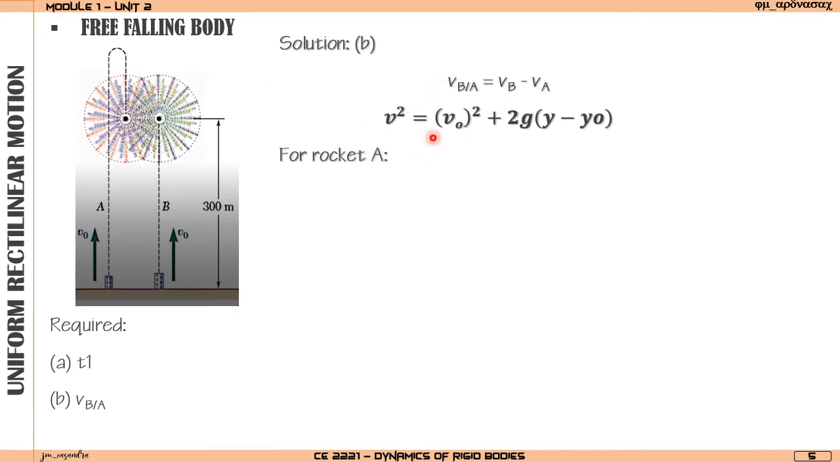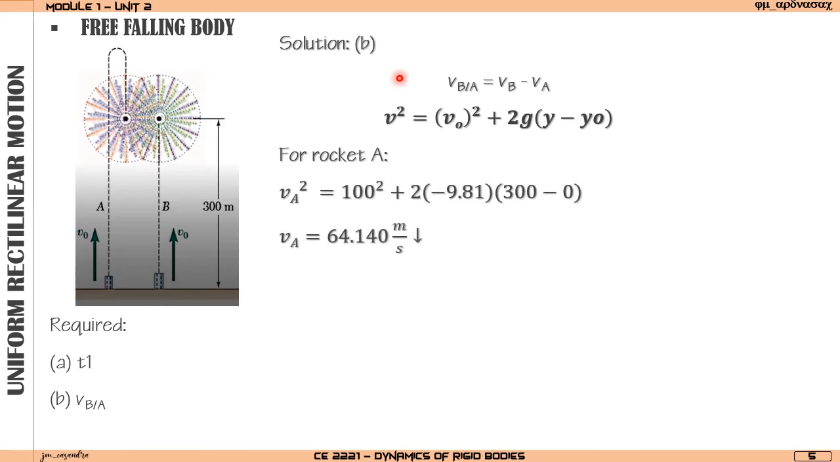We know already your initial speed or velocity, we know your change in position. g is constant. We directly substitute those values. So the final speed of A upon reaching the explosion point will be computed as 64.14 meters per second. And it is in a downward direction.